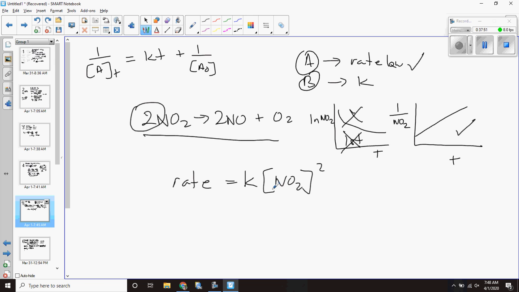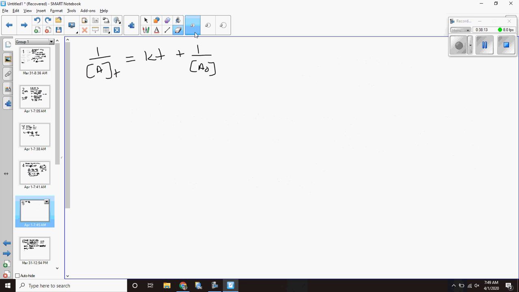Now, next question. They give you a data table, and they want you to find the rate constant. So let's do exactly the same thing, the exact same method as we used before for the first order process. So let me get rid of some of this, all right? We want to find the rate constant, so we need to be able to use our expression to find it.